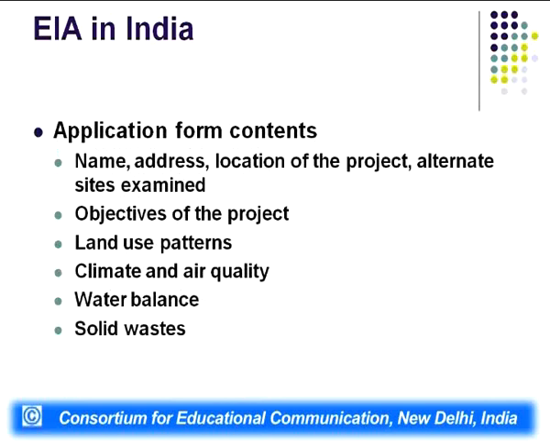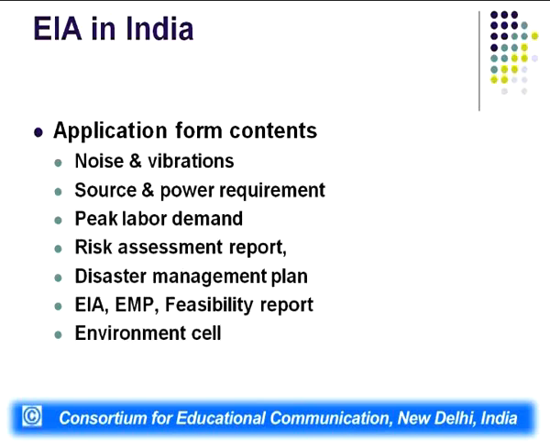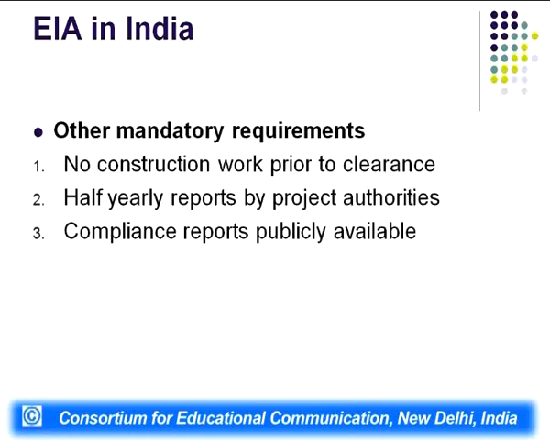Now, the EIA is submitted along with the application form. These are the contents of that particular form. It consists of name, address, location of the project, alternative site if it is examined, objectives of the project, land use pattern, climate and air quality, water balances, solid wastes, etc. Noise and vibration, source of power requirement, peak labor demand, risk assessment report, disaster management plan, EIA, EMP, feasibility report, environmental cell.